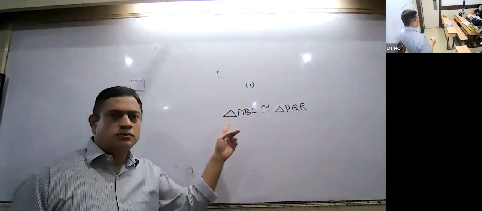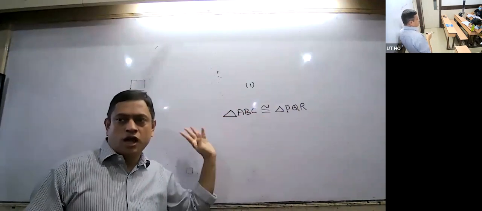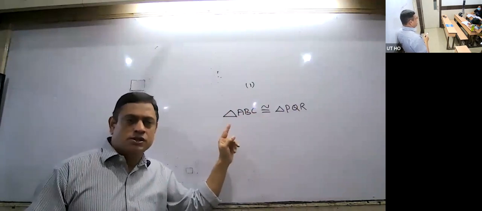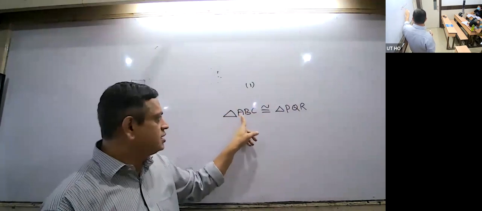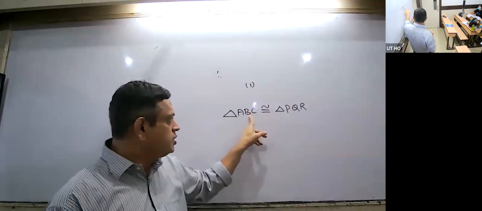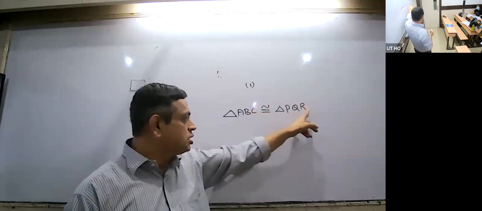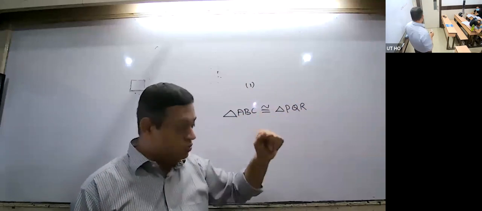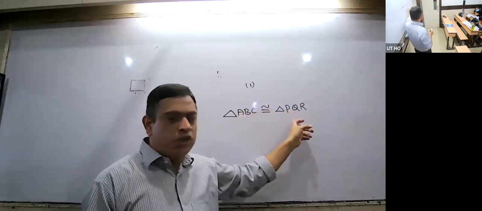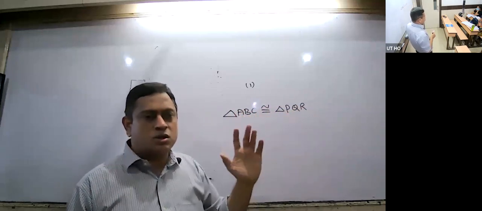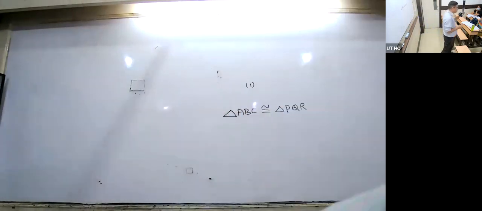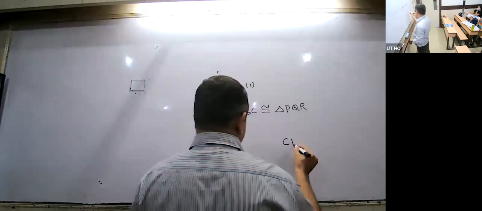What is written over here? Triangle ABC is congruent to triangle PQR. Listen, what is the meaning? You are getting 6 correspondences. Corresponding angles: angle A is equal to angle P, angle B is equal to angle Q, angle C is equal to angle R. Is angle A equal to angle R? No. So order is very important. AB is equal to PQ, BC is equal to QR, AC is equal to PR. These parts are called congruent. These are called CPCT.